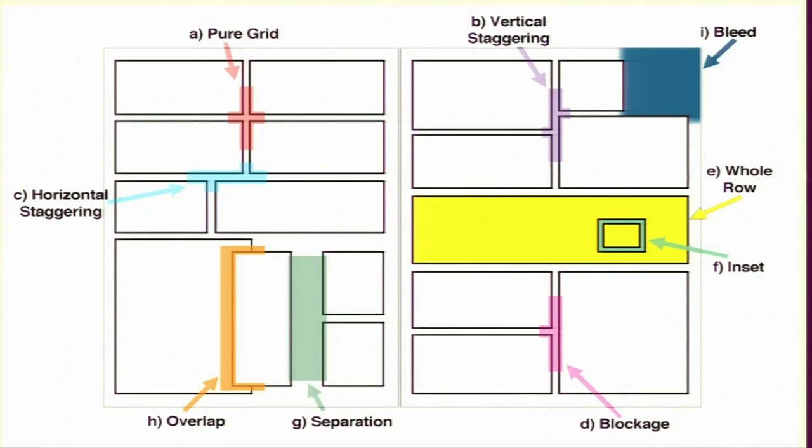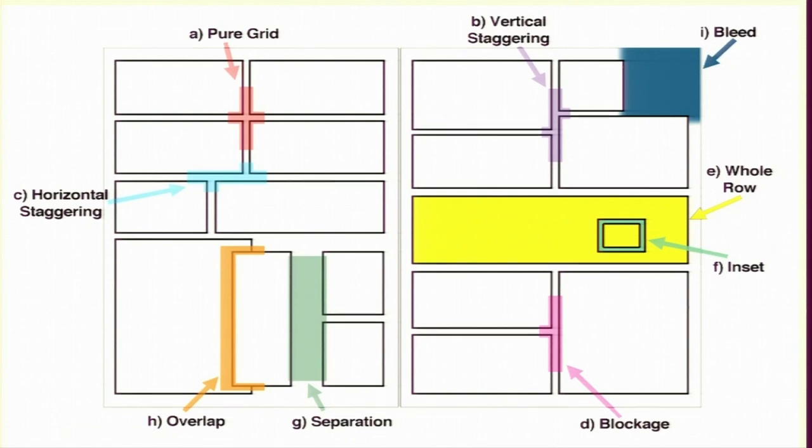So, before I move further, what I wanted to explain to you is that you can see on your slides something called pure grid or vertical staggering, or let's say bleed, whole row, inset, blockage, separation, overlap, and horizontal staggering. What is all this, right? Why are we introducing it? These are technical things, but we must know them as a researcher, as a student of comic studies.